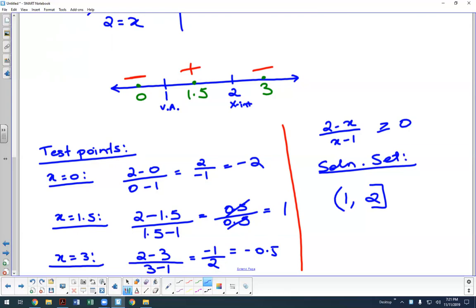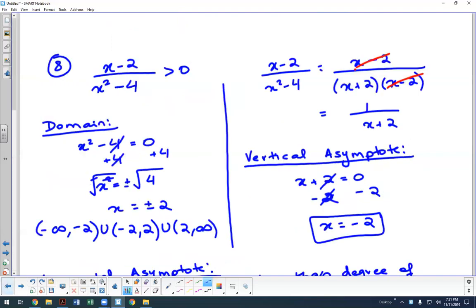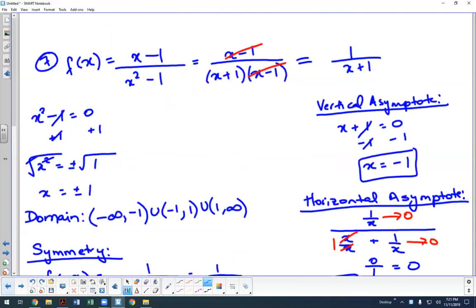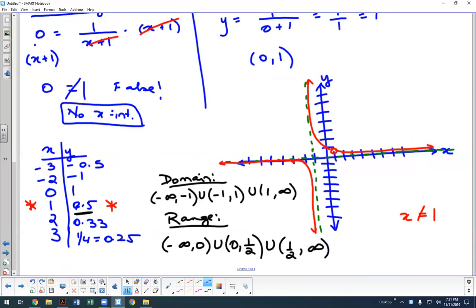Does that make sense why one gets included and the other does not? No? Why not? What happens at the vertical asymptote when we draw our graph? Come on, we've done multiple graphs at this point. What happens when you have a vertical asymptote to your graph? It's not going to touch the line, right?